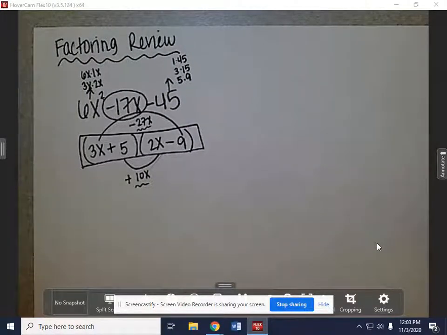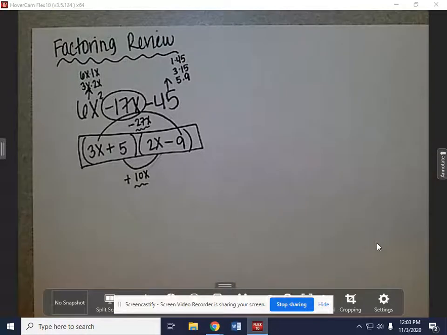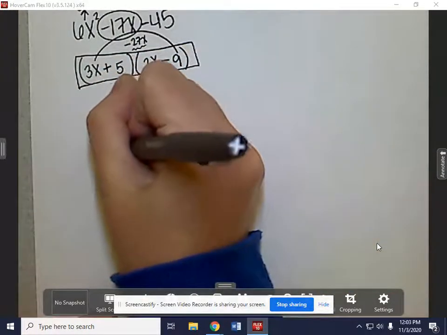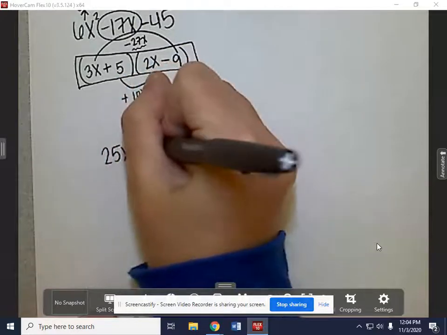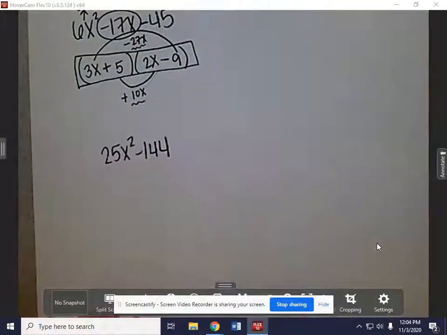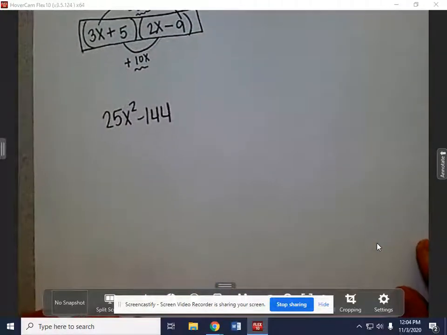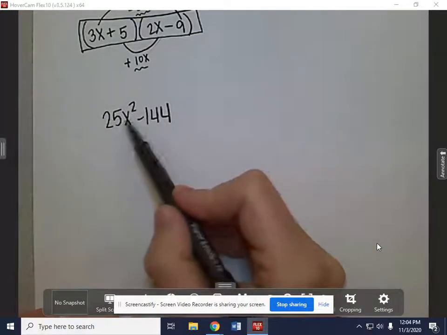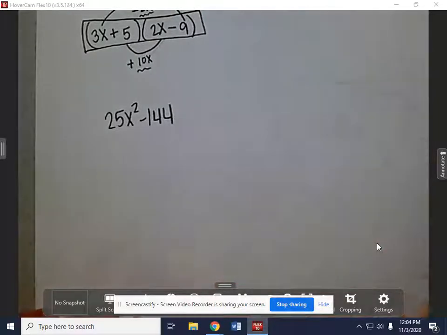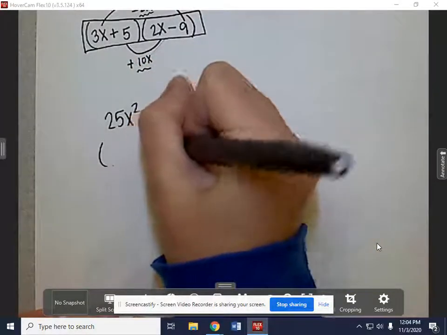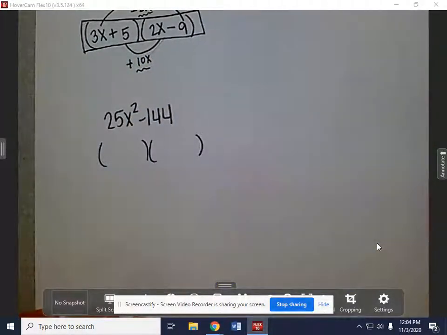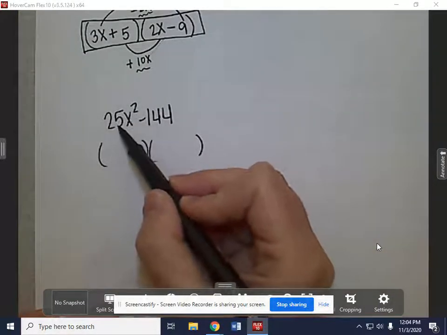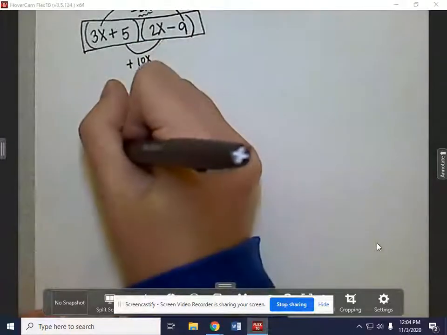So let's look at some other ones that will pop up as we're going, so it's good to see and remind ourselves of. So we might see a problem like this, 25x squared minus 144. This is a special case. It's called the difference of two squares. What we notice is there's a difference, aka subtraction, and these are perfect squares. So when you see a difference of two squares, I'll remind you of the quick little shortcut. Basically, you're going to use square roots to help you out. You're going to take the square root of the first term. So the square root of 25x squared is 5x.